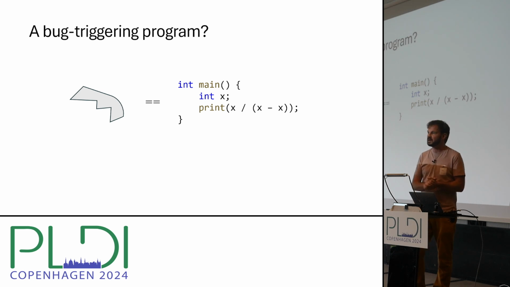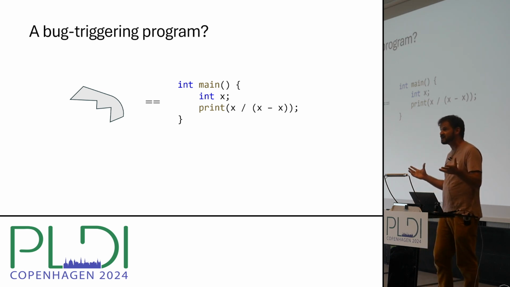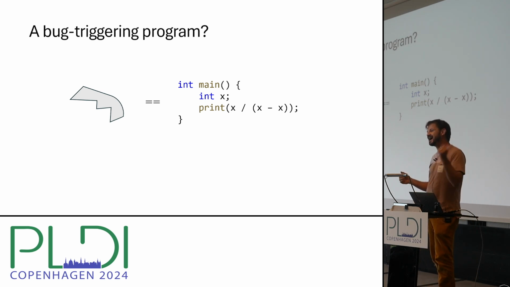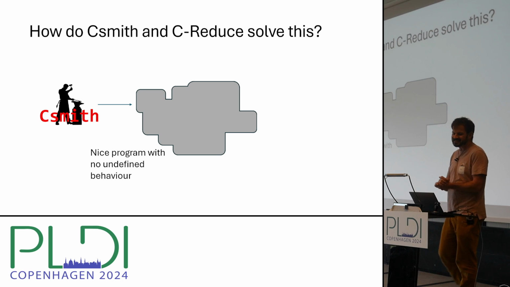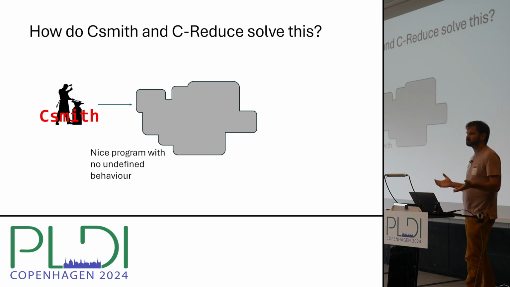The problem is that although the initial program may really have triggered a compiler bug, hacking away at the program has very likely introduced undefined behavior, and that's almost certainly going to be why the compilers now disagree on the results that their compiled binaries give for this tiny program. So the problem is that the reducer has introduced undefined behavior. So how do CSmith and CReduce solve this problem?